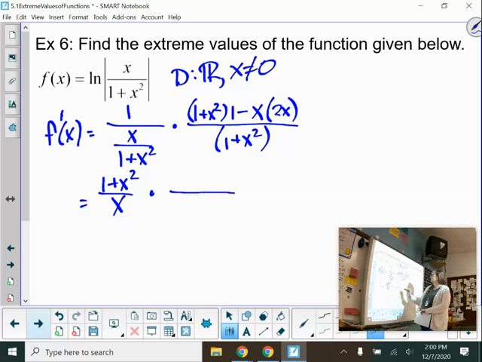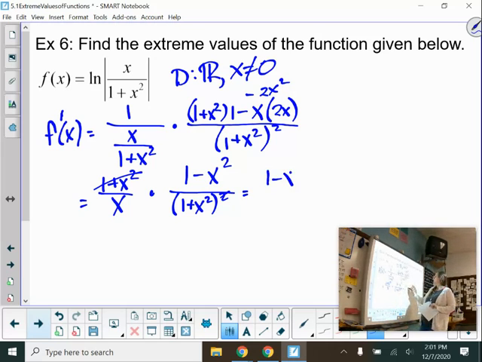And then I have to simplify over here. I forgot my square there. 1 plus x squared squared. This is going to be a minus 2x. So we have 1 plus x squared minus 2x squared. So this is going to be 1 minus x squared on top. When we go through and simplify, we have this 2 and this divide out. So I'm left with 1 minus x squared over x times 1 plus x squared.